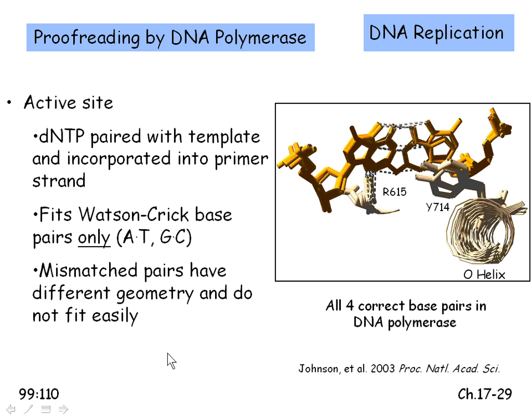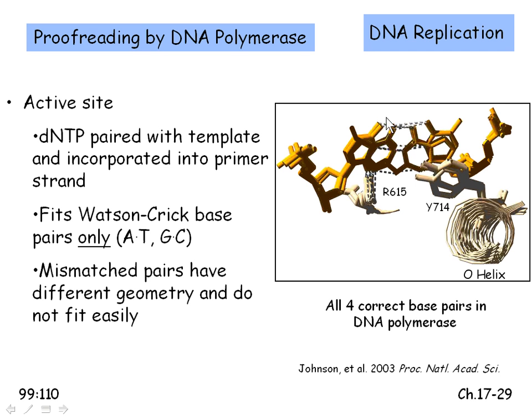Now, this active site, if you remember, is in the palm of the DNA polymerase. And at the active site, what happens is the incoming nucleotide, this dNTP, is paired with the template and incorporated into the primer strand, which is the growing strand of DNA. And it turns out that this active site is very tight and specifically shaped only for Watson-Crick base pairs. So only the correct adenine to thymine, or vice versa, thymine to adenine, and guanine to cytosine, or cytosine to guanine base pairs fit into the active site.